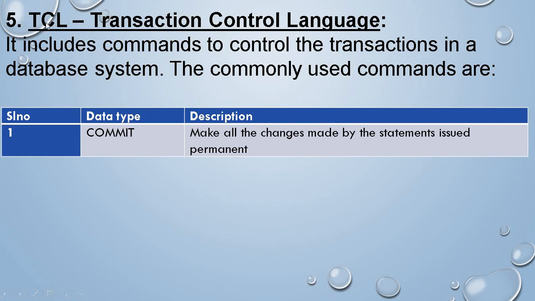The last type of language is transaction control language. It includes the commands to control the transactions in the database system. The commonly used command is the commit command. It makes all the changes made by the statements issued permanent. Whatever changes are made will be saved in your table by giving the commit command.